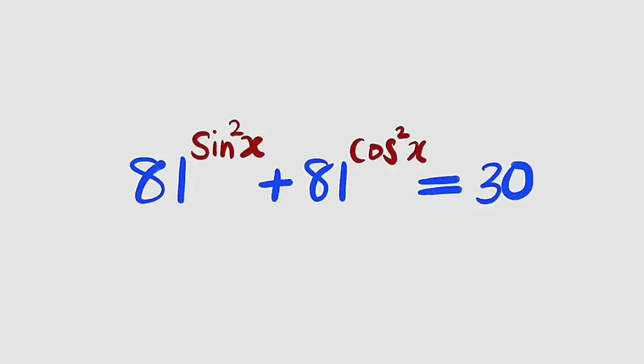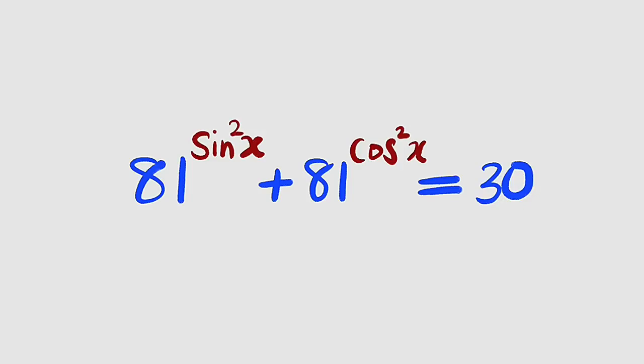Hello, good day viewers. Let us find a solution to this exponential trigonometric equation. The equation is 81 to the power of sine squared x plus 81 raised to the power of cosine squared x equal to 30. And we are looking for the values of x that can satisfy this equation.